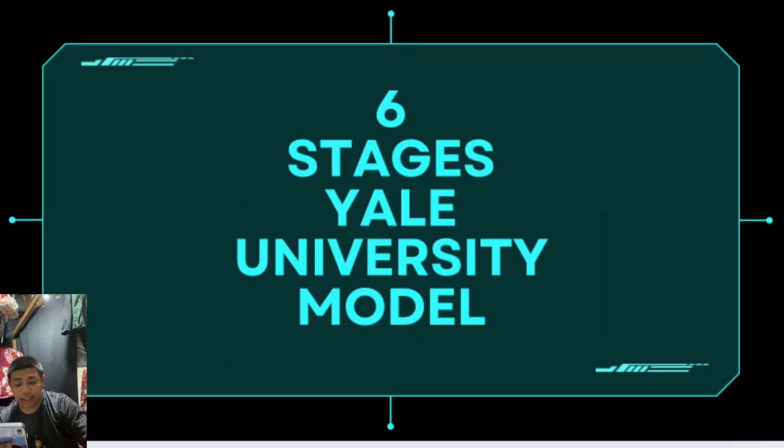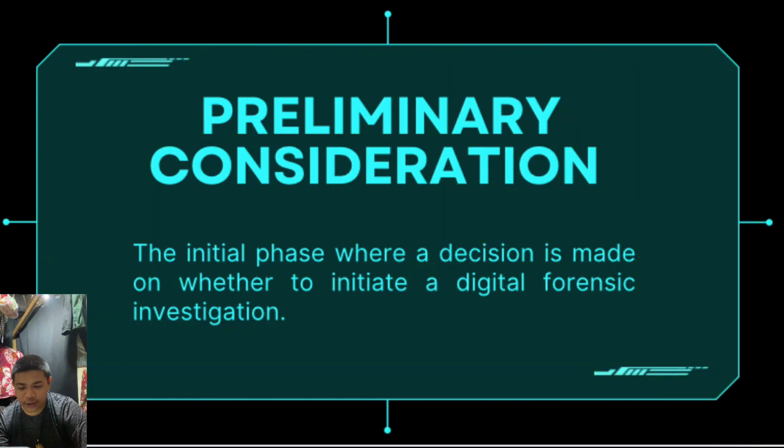So the 6-stage Yali University model, the first is preliminary consideration. So the initial phase where a decision is made on whether to initiate a digital forensic investigation. So as we know from the word preliminary, this is the first stage or initial assessment to understand the scope and nature of the digital evidence involved in the specific area.